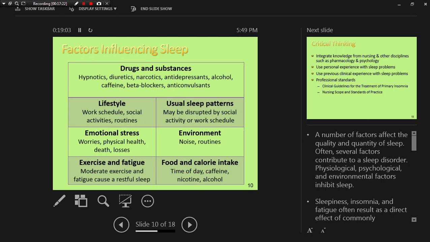And then food and caloric intake, we talked about caffeine. Nicotine sometimes is also a little bit of a stimulant in addition to a vasoconstrictor. So sometimes that might be a factor.